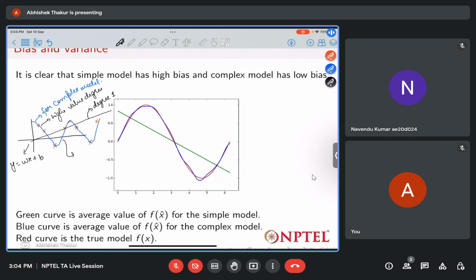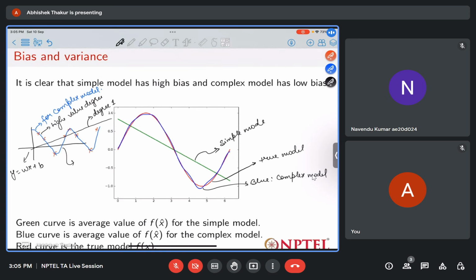Now you can see clearly here. This is our simple model in this curve, and this blue curve is our complex model, and the red curve is our actual value, that is the true value. Now we can see here that the simple model has a very high bias, and the complex model has a very low bias.